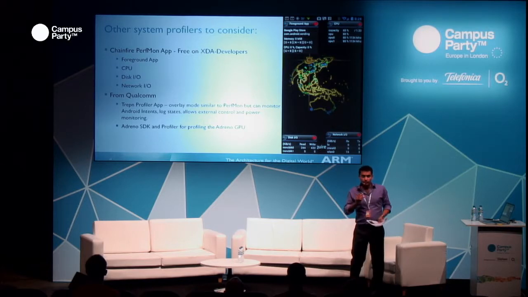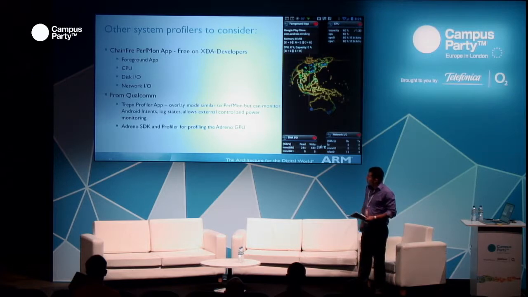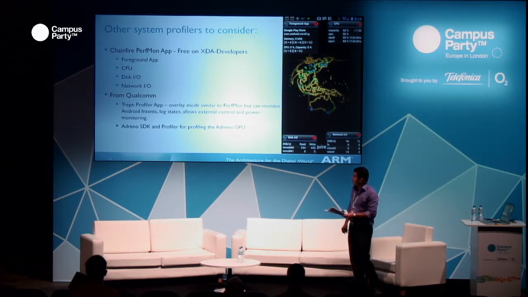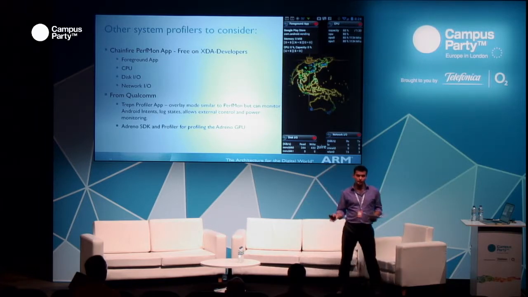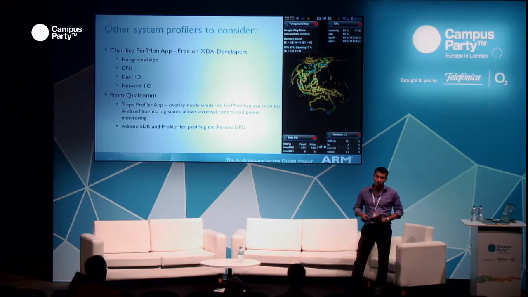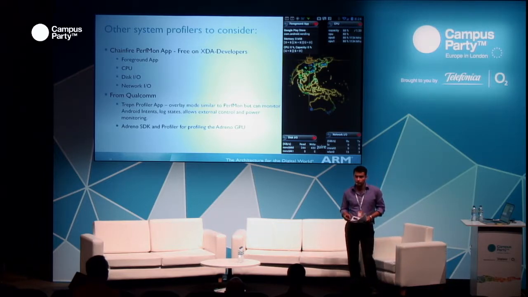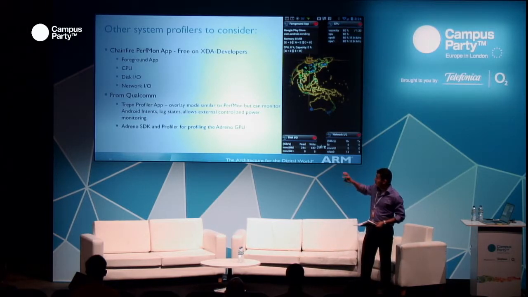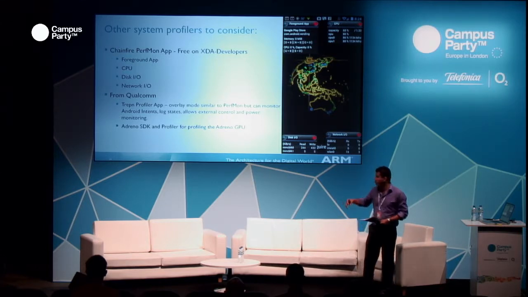So we've been talking about profiling the system, your app, getting some details. There is this Perfmon app from Chainfire, which is quite nice. I don't know if any of you have ever tried developing for desktop platforms or for console platforms. There are tools like VTune or NVIDIA's Perf, which basically project the results of analyzing what's going on in the system right on your app.